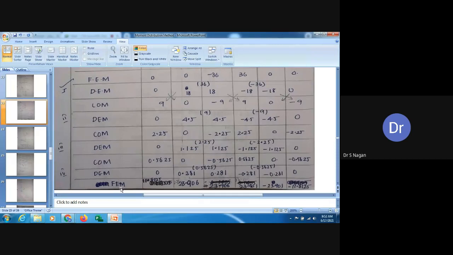Don't write it as FEM, because this will get confused with fixed end moment. We need to write here final end moments. How to get final end moments: we have put a tick mark here. From this tick mark, that is from FEM, we need to add all the values vertically, and you'll be getting the final end moment. Now add all these values here, from this tick mark, vertically.